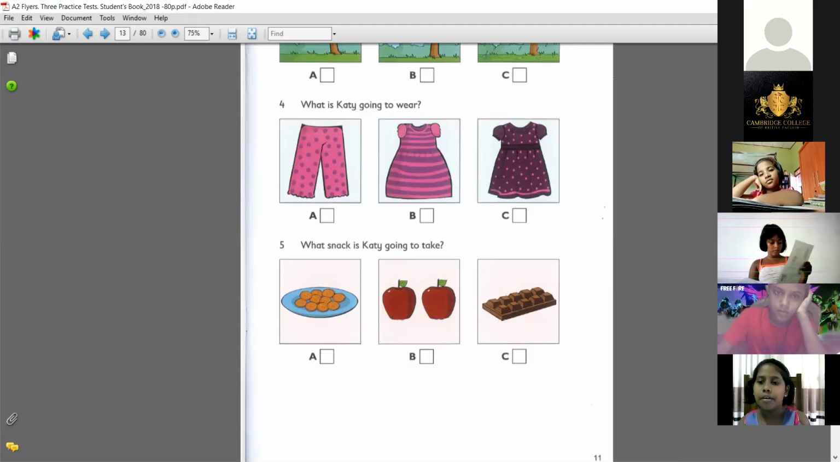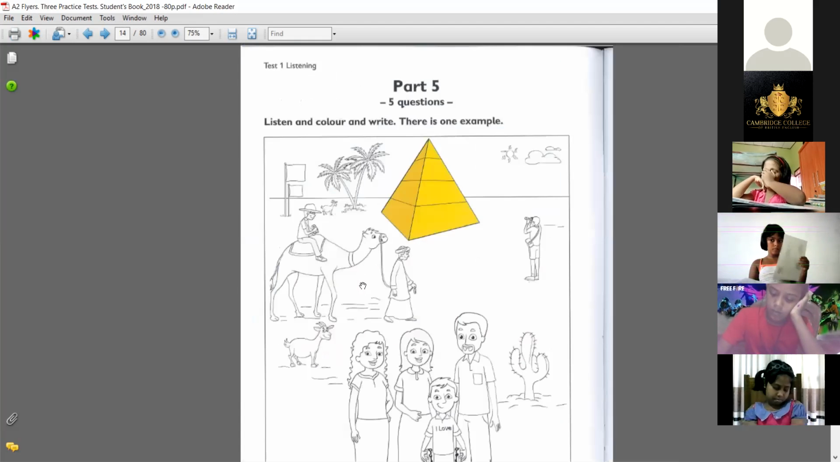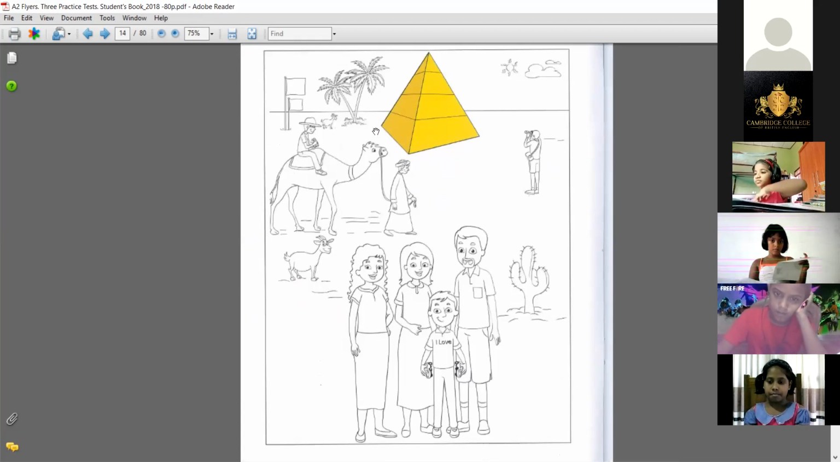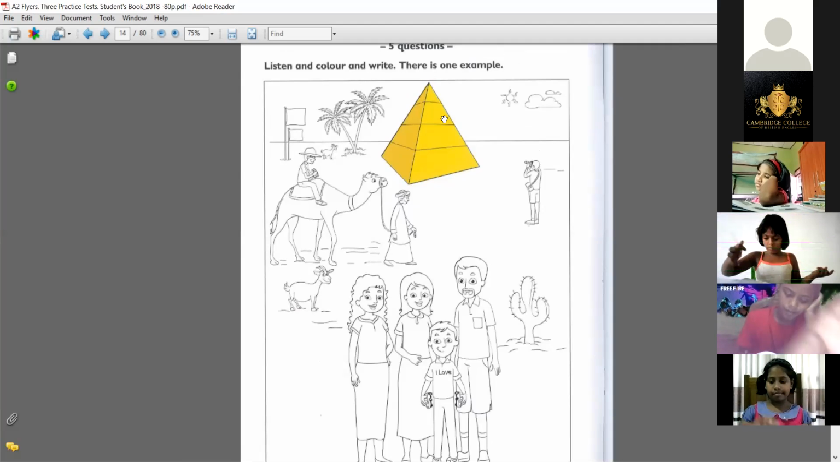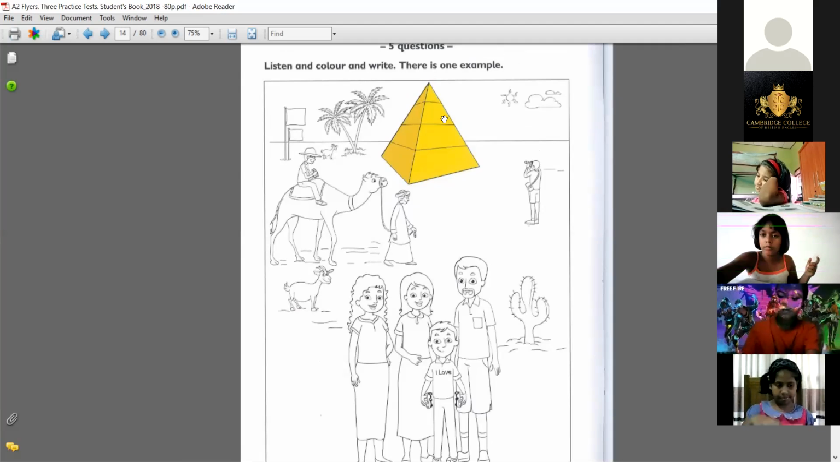That is the end of part four. All right, turn to part five. So you can see the example, the pyramid is yellow color. What you have to do here is color and write. Maybe they will tell you to color, or maybe you have to write as well.